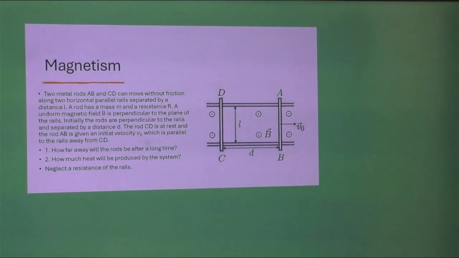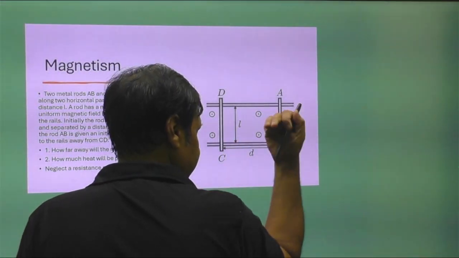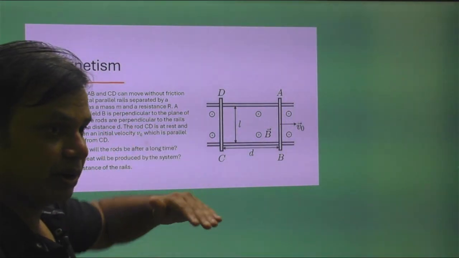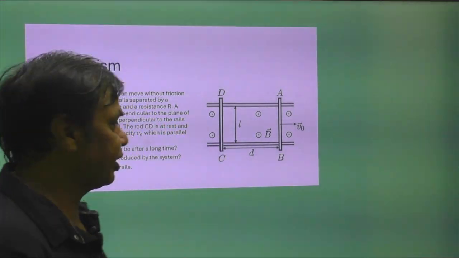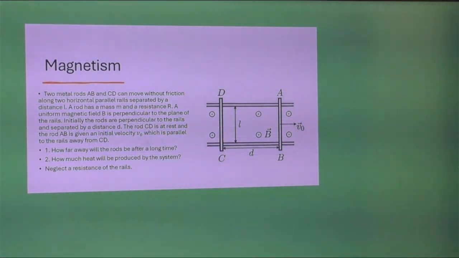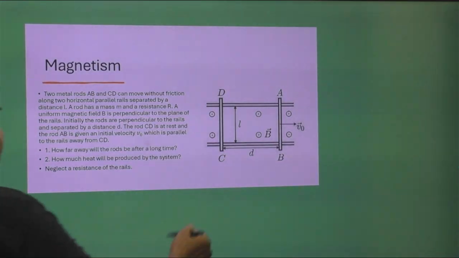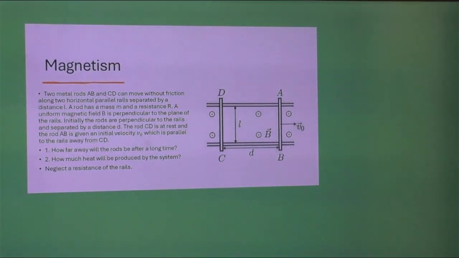A uniform magnetic field B is perpendicular to the plane of the rails. This is out of the screen, perpendicular to the screen like this. This is the magnetic field present in the region. And initially the rods are perpendicular to the rails, of course, and are separated by a distance d that you can see here. The rod CD is at rest, so it starts its journey from rest, and the rod AB is given an initial velocity V0, which is parallel to the rails, of course.